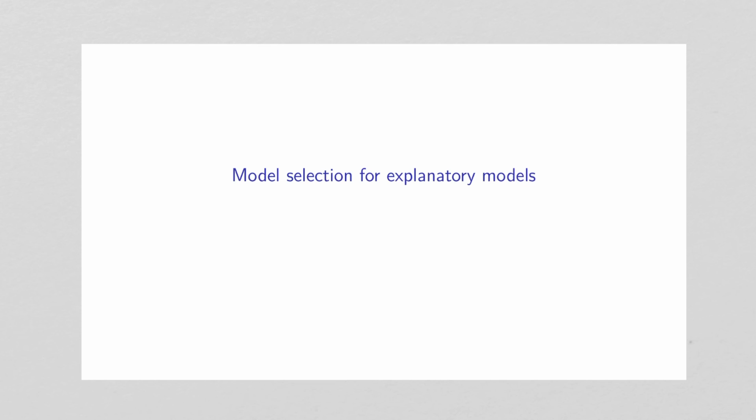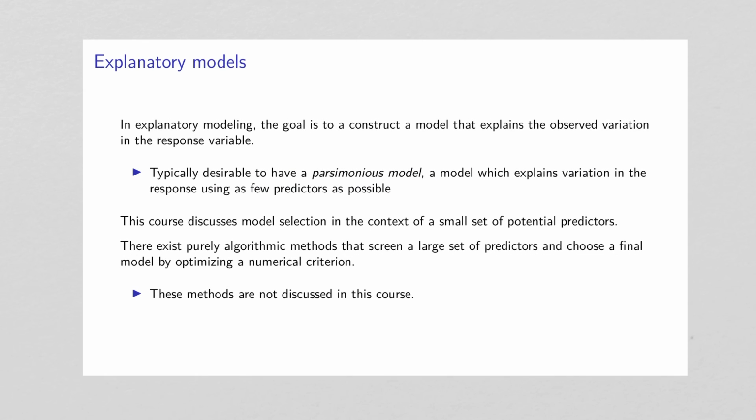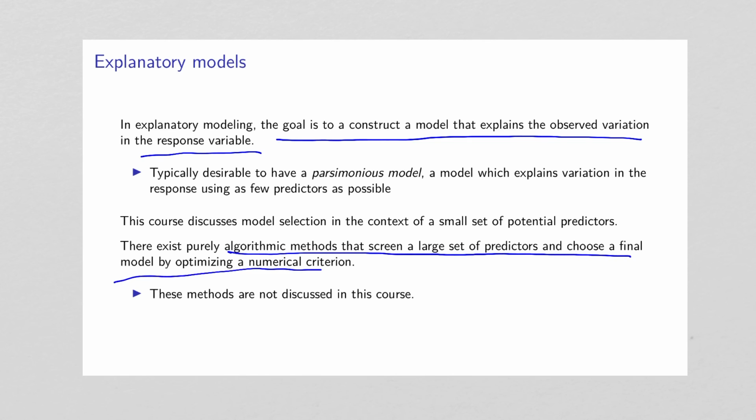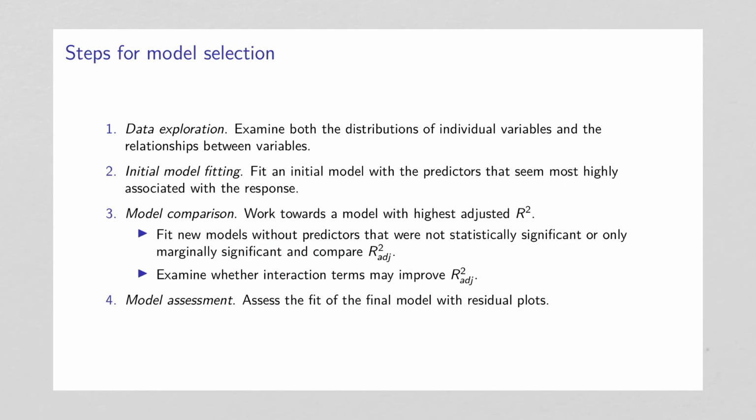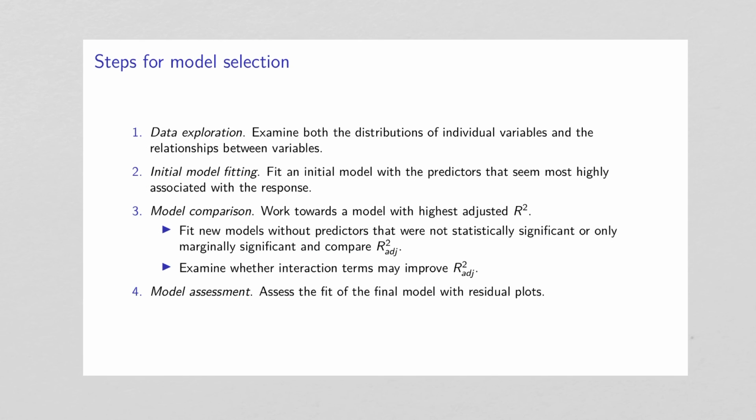And then finally, model selection for explanatory models. In an explanatory model, the goal is to construct a model that explains the observed variation in the response variable. So there exist purely algorithmic methods that screen a large set of predictors and choose a final model by optimizing a numerical criterion. We are not studying that in this course. So data exploration. This is how we choose our models when we're doing an actual study. We want to look at our data and see how the data are distributed. Are they skewed? Do they follow a Poisson distribution or a chi-square distribution, a binomial distribution?